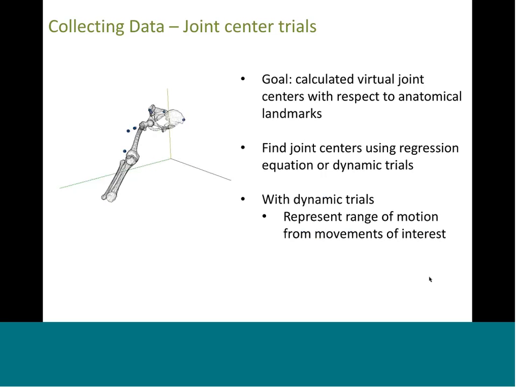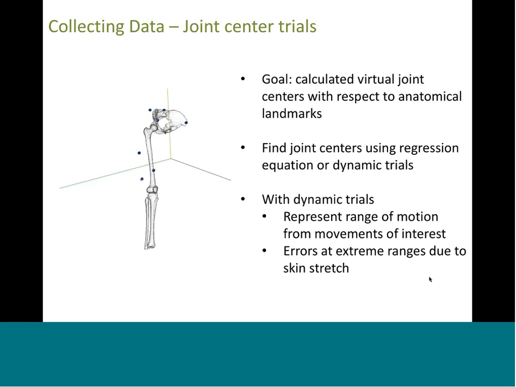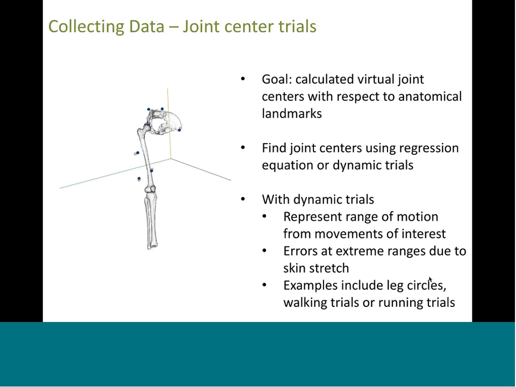Note that you want to represent the range of motion in the movements that you care about. And you don't necessarily want the full range of motion, since you can get errors from skin stretch at the extremes. In our lab, we will typically have our subject move their legs in an asterisk-like pattern, like you've been looking at, and leg circles to calculate hip joint centers. Alternatively, you can use dynamic trials like walking or running to calculate your joint centers of the hip, knee, or ankle.